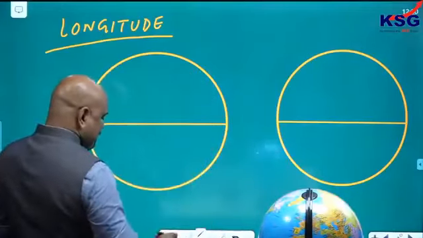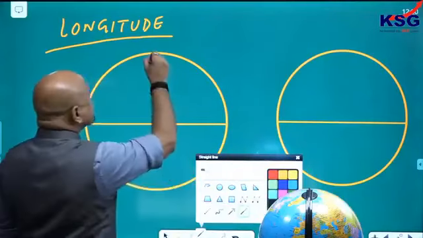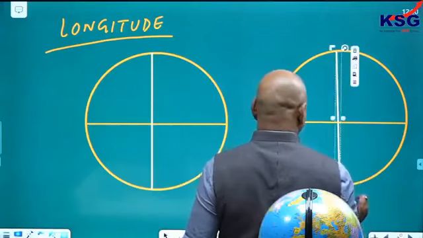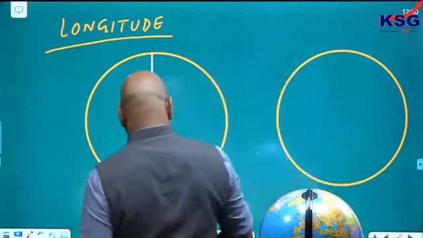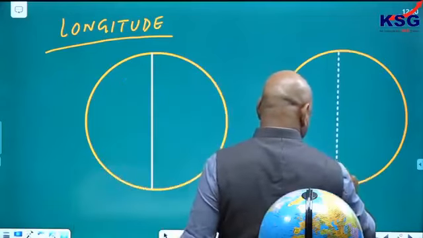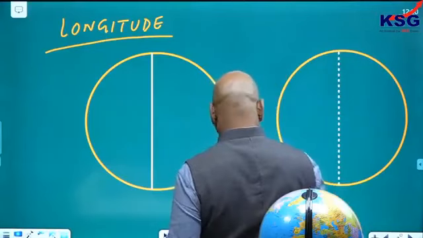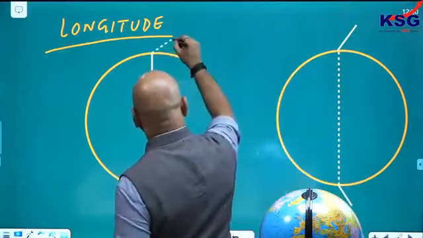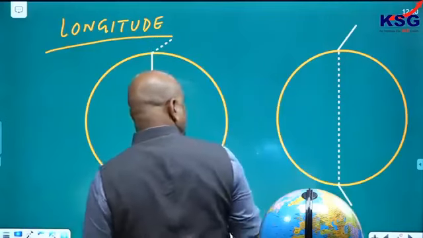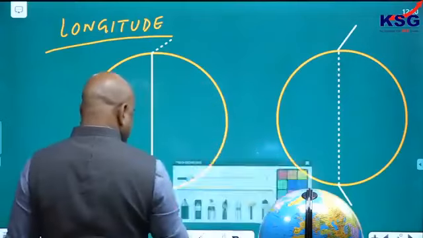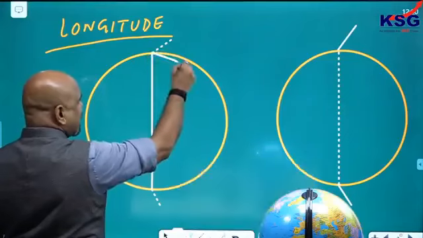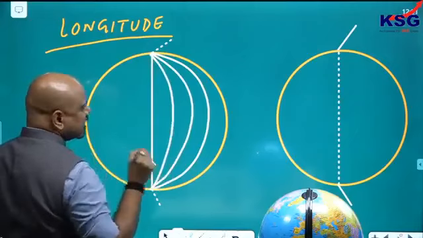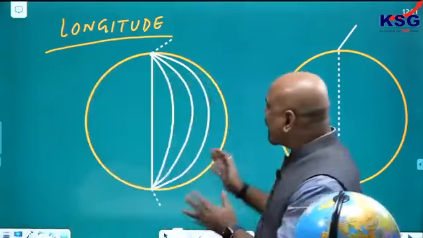Remember one thing. In the northern and southern hemisphere, what I will do now is draw the line here. Look, you can see it here. These are arcs like this. These arcs are longitudes. This is what I said.